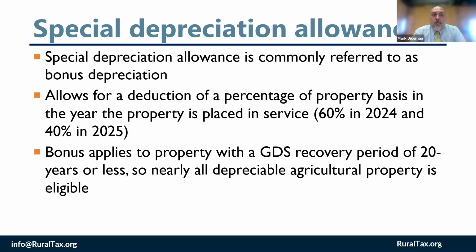The last item to worry about is special depreciation allowance. This is commonly referred to as bonus depreciation, and it allows us to take a percentage of the property basis in the year that we place that property in service. For 2024, that is 60%. For 2025, it's 40%. So for 2024, bonus depreciation or special depreciation allowance is 60% of the cost of an item. Bonus is going to apply for property that has a GDS recovery period of 20 years or less, which means those farm buildings, the general purpose farm structures, would qualify for a special depreciation allowance or bonus depreciation.